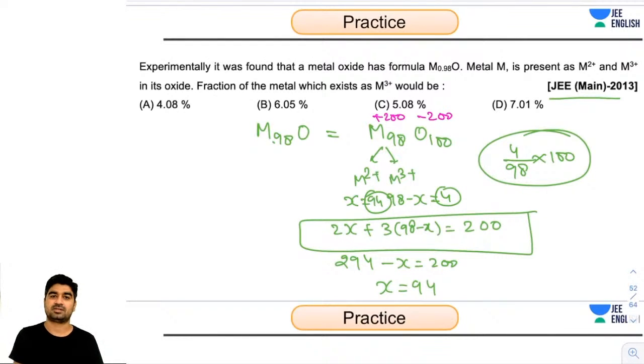This will be your answer, guys. 3 point something, 4 point. So A will be your answer. Yes, Jashan, got it.